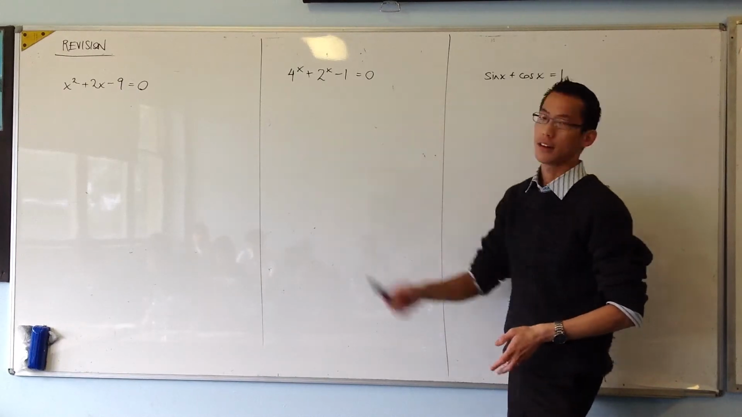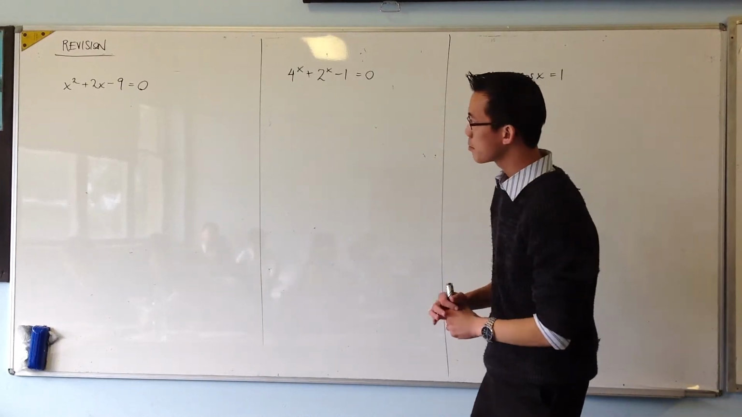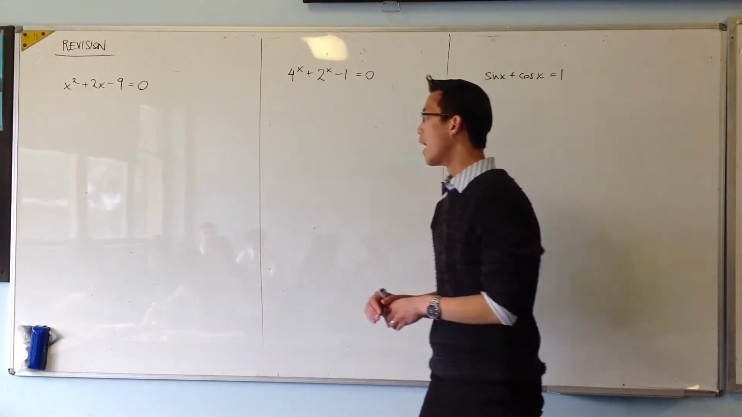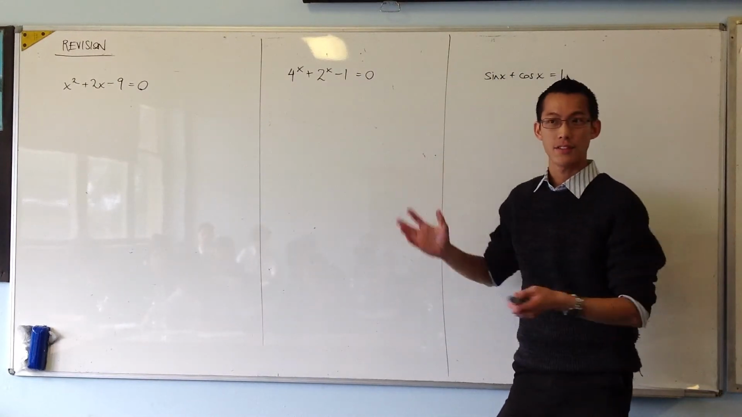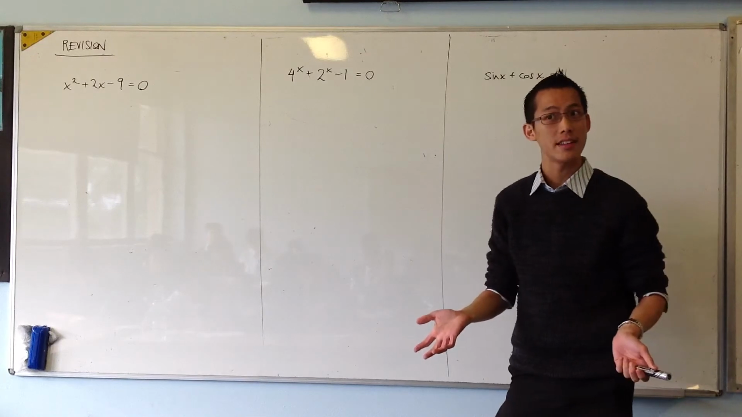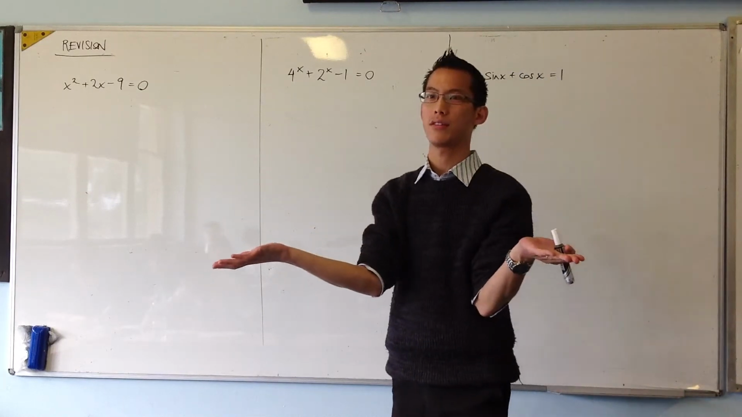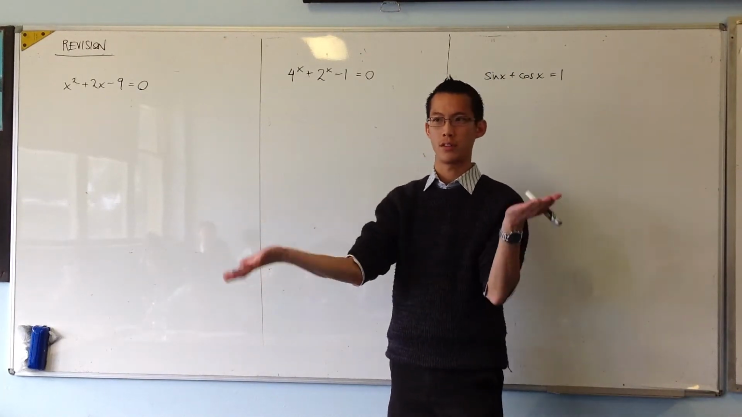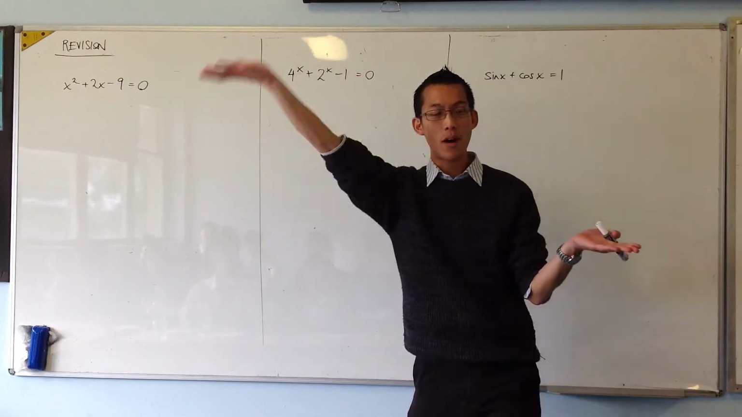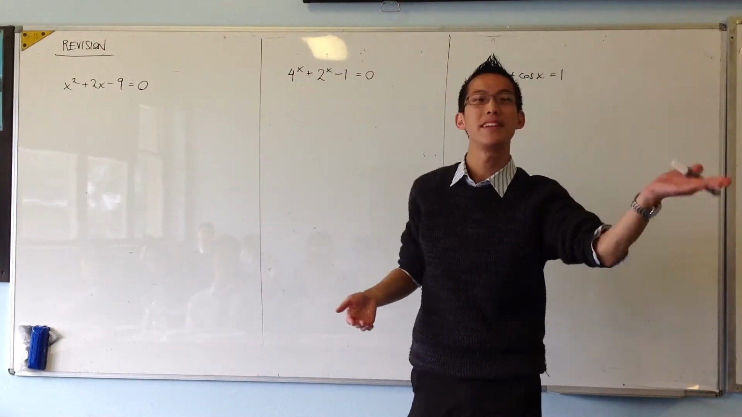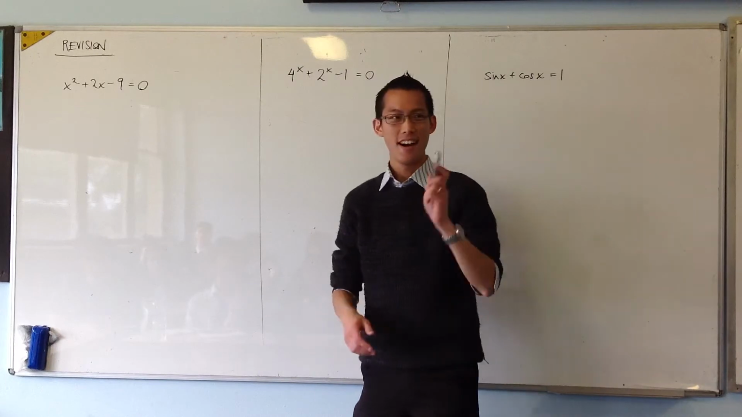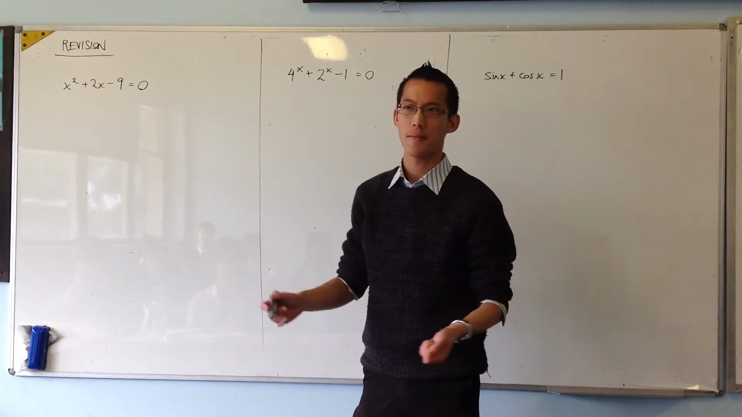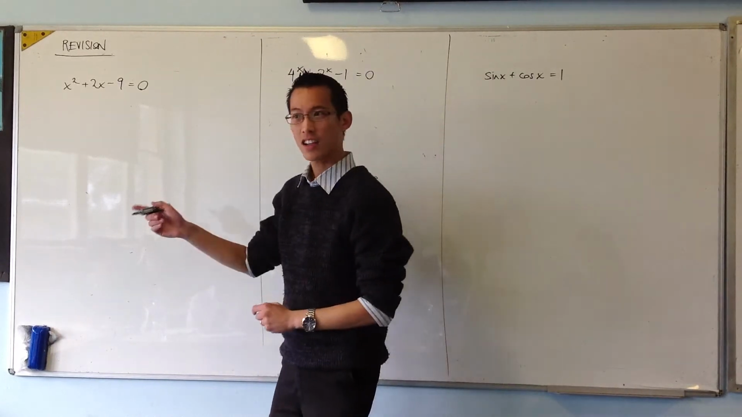Okay. Now, let's have a look at the first one. x squared plus 2x minus 9. It does not factorize nicely, so you have one of 2 choices of ways to solve it. What are the 2 choices? Number 1, quadratic formula. Number 2, completing the square. Even though you don't usually do it, I'm going to make it a completing the square question. Okay. How do we do it?